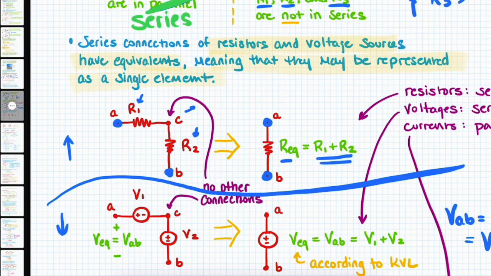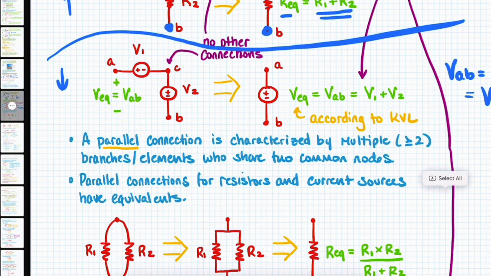So to say it in a more basic way, resistors add or sum in series. Now voltage sources do something similar. We see here that voltage source V1 and V2, they are in series with one another. They share a common node with no other connections.